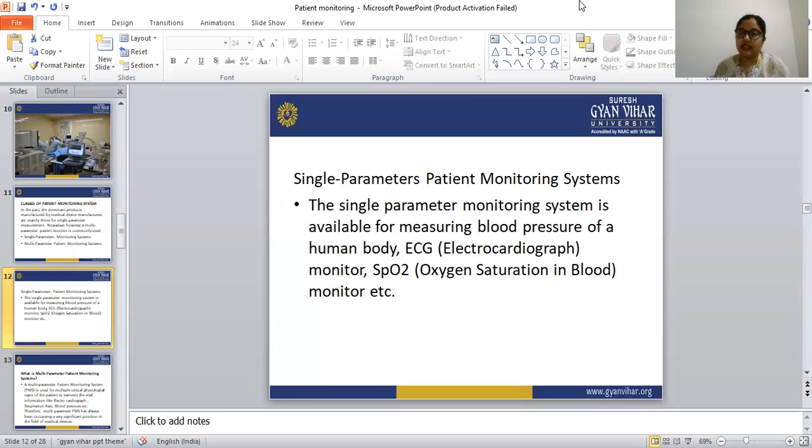Let's see some advantages of the patient monitoring system. The main advantage of the patient monitoring system is that it provides tireless observation of events. The computerized patient monitoring system can provide tireless observation of the events, and the detection of these events is crucial for effective treatment of the patient.